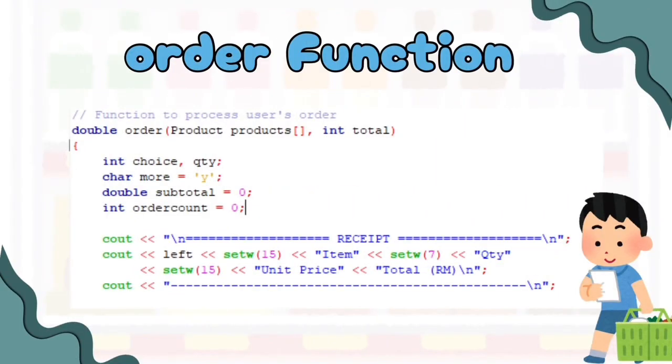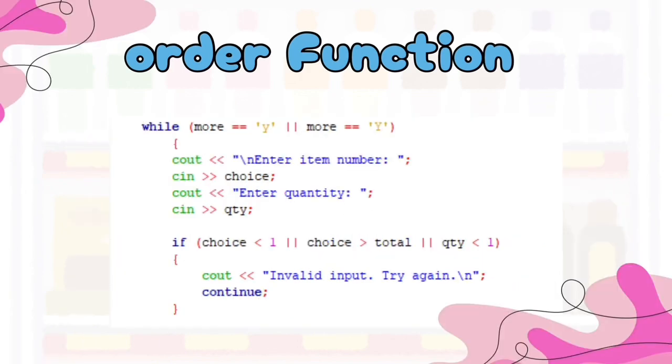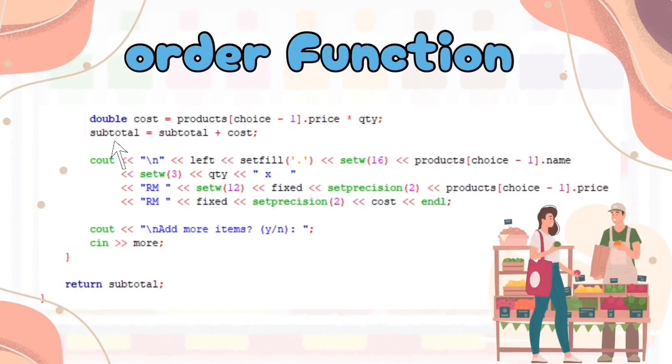The order function is the core function that displays the receipt header. It also uses a loop to get the item number and quantity, validates input, calculates cost, updates the subtotal, asks if the user wants to add more, and returns the subtotal. The input validation is also important as it checks for valid item numbers and positive quantities.